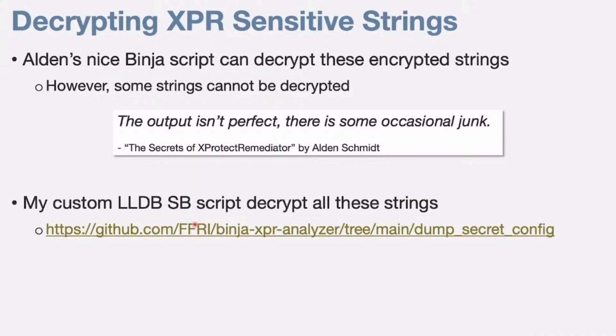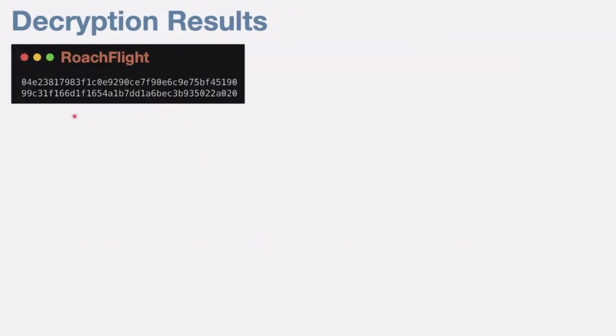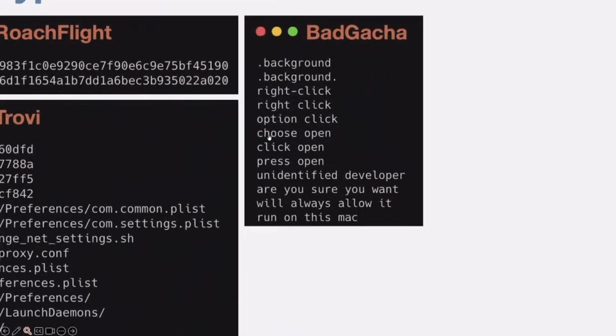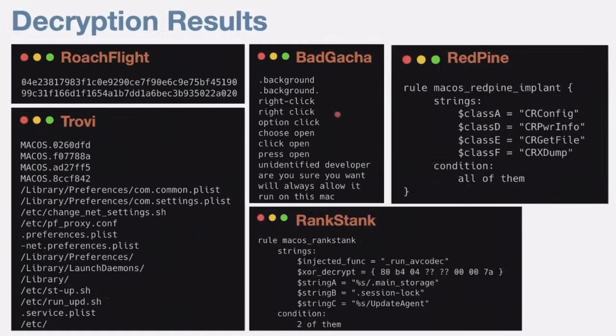Aeden from Huntress originally decrypted these strings. He also provided a nice Binary Ninja script for that. But some strings weren't successfully decrypted. So therefore, I developed a custom LLDB script that decrypts all these strings. Here are a few decryption results. We can see things like hashes, file paths, text messages, and YARA rules, etc.